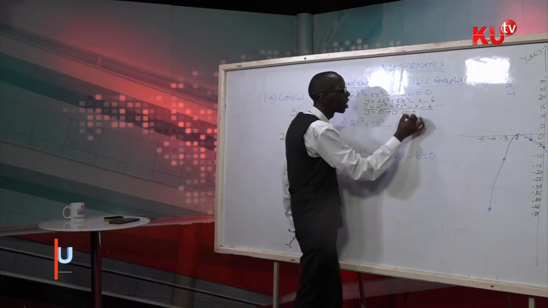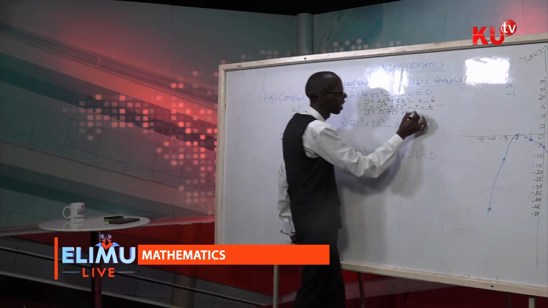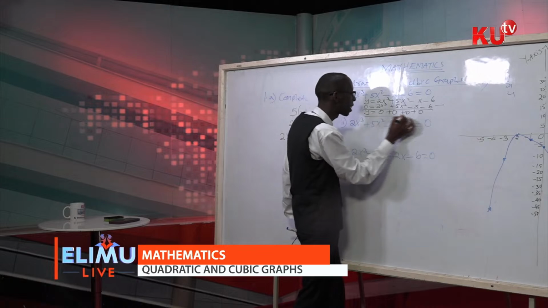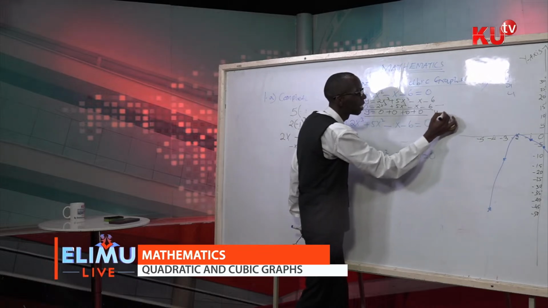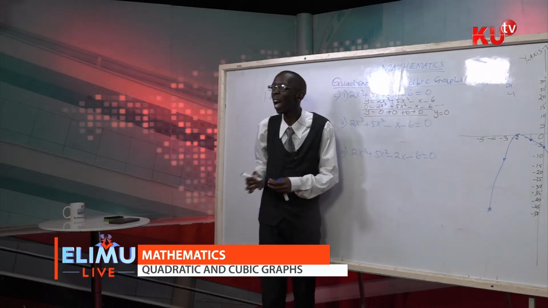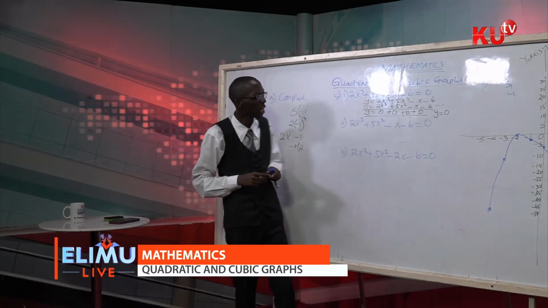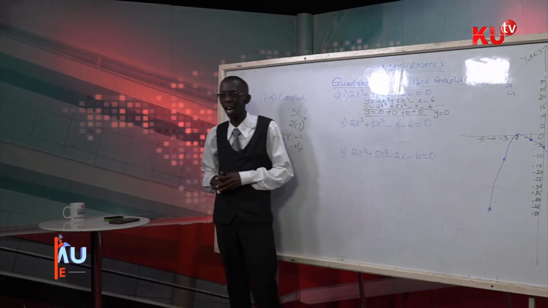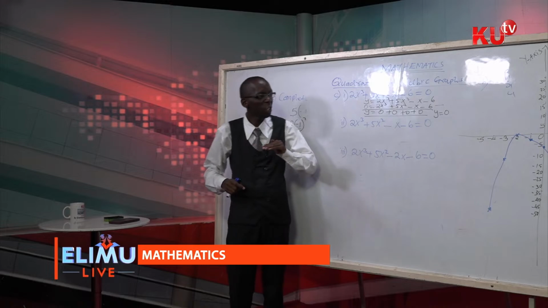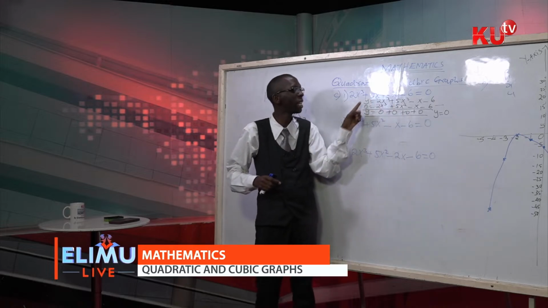I know you are responding back at home. Negative x minus negative x is 0. Negative 6 minus negative 6 is 0. So my dear student, the value of y is equals to 0.